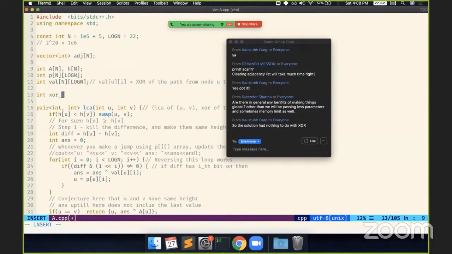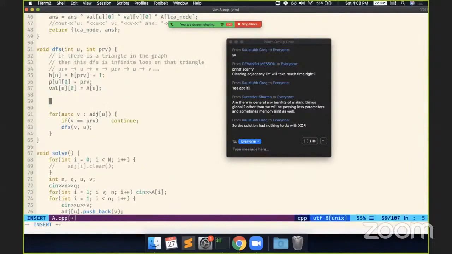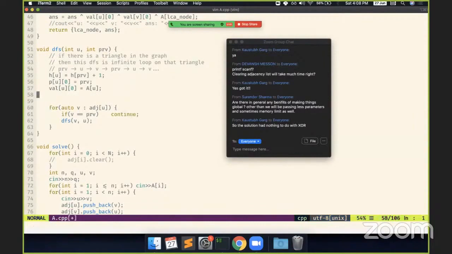I can give the int XOR from root n. Okay. And in the DFS, okay, I won't remove this code. Let's see what I can do. Okay. I'll just copy this file.